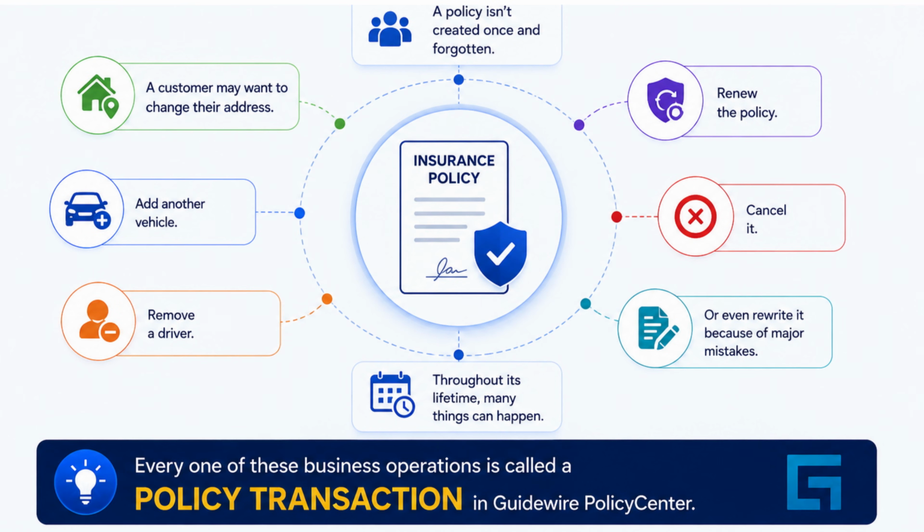A policy isn't created once and forgotten. Throughout its lifetime, many things can happen. A customer may want to change their address, add another vehicle, remove a driver, renew the policy, cancel it, or even rewrite it because of major mistakes. Every one of these business operations is called a policy transaction in Guidewire Policy Center. Think of policy transactions as different chapters in the life story of a policy.